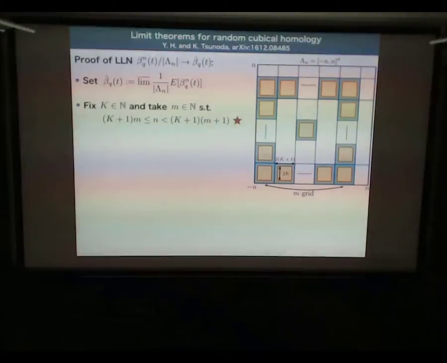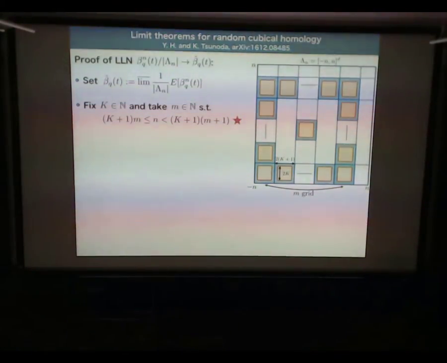behind this model. So our interest is to show this almost sure convergence: the restricted Betti number divided by the volume converges to some constant. And for this purpose, let me set our target constant by this: the expectation of the restricted Betti number divided by the volume, and then take the limit superior. Then I will show that this constant is the correct constant for this scaling limit.